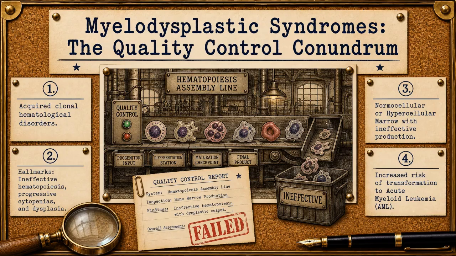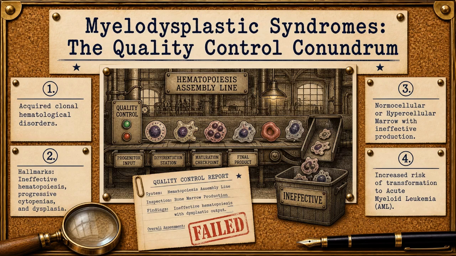Just like MPNs, they originate from a single, mutated hematopoietic stem cell. But instead of just overproducing, this mutated stem cell produces cells that are defective, leading to a cascade of issues. The hallmarks of MDS are ineffective hematopoiesis, progressive cytopenias, and dysplasia.